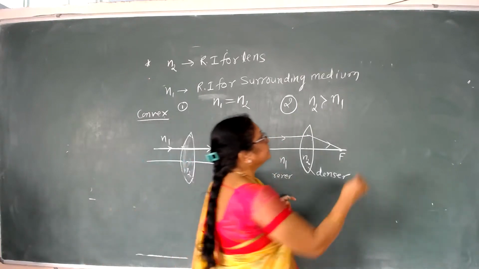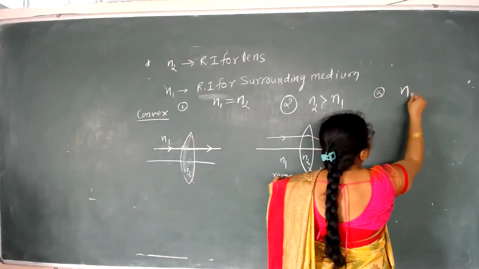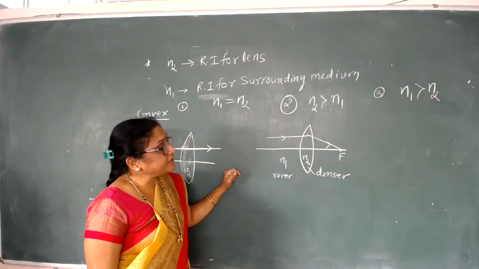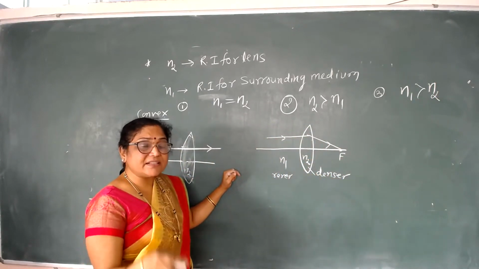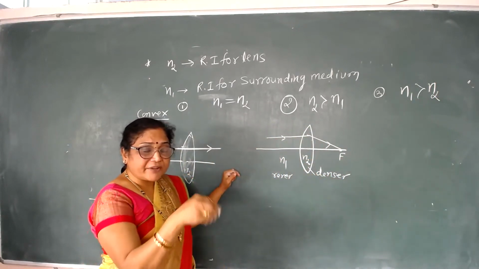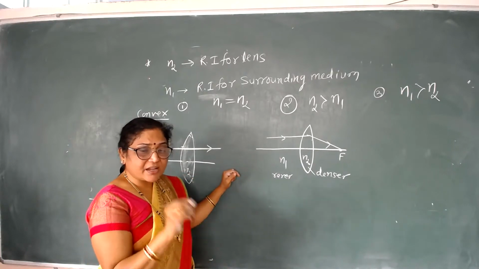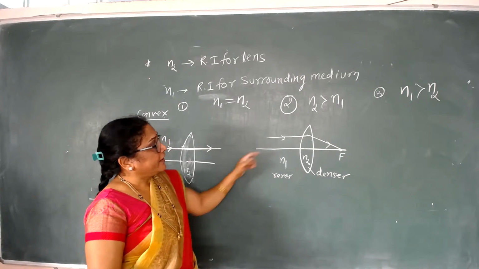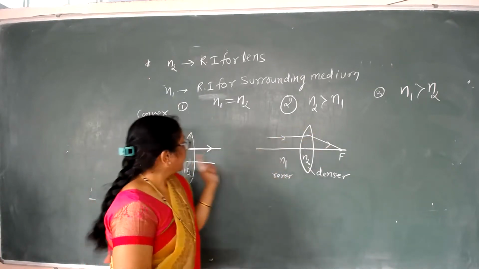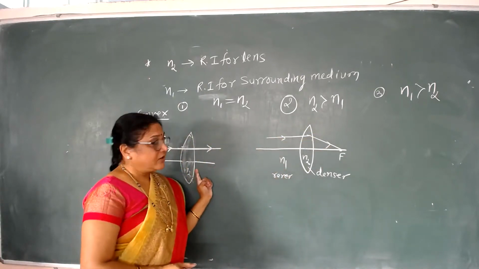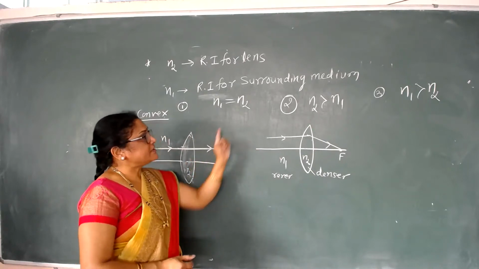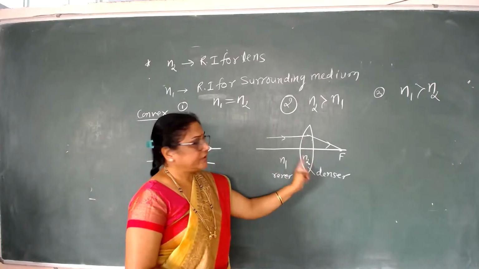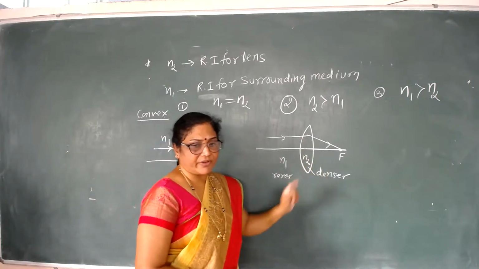See the next one, when N1 is greater than N2. This means the lens is placed in a medium whose refractive index is more as compared to the lens. What happens there? When N1 is equal to N2, the lens acts as a plane plate, meaning no refraction takes place. When N1 is less than N2, the lens works as a convergent lens.